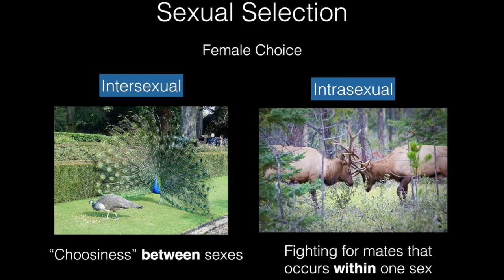Now, sexual selection is another form of natural selection in which females have the choice. Females choose the makeup of the next generation. So in intersexual selection, you have choosiness between sexes.